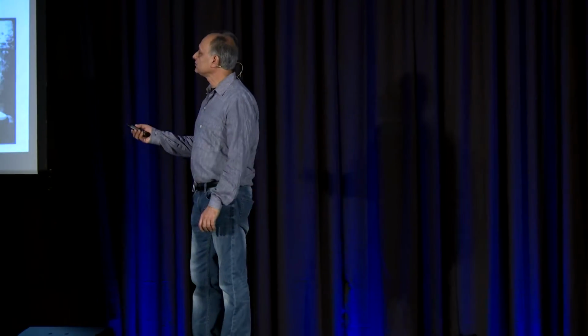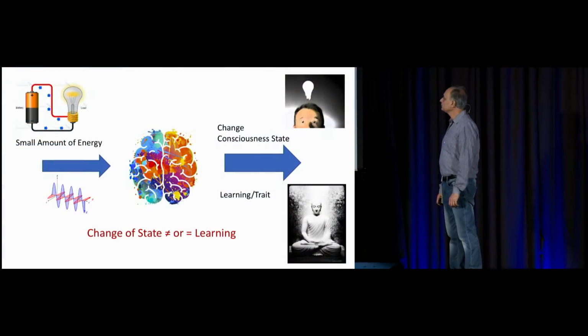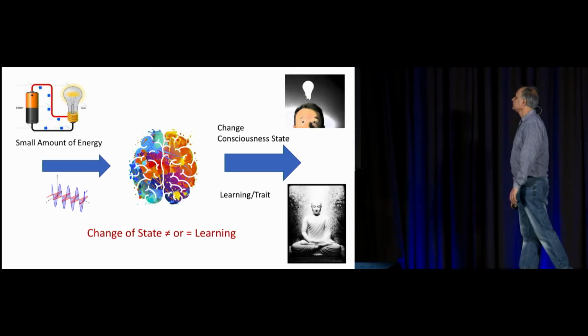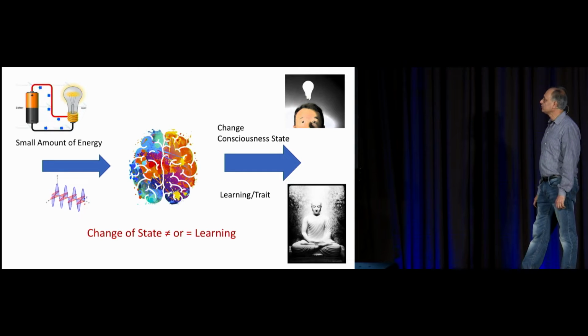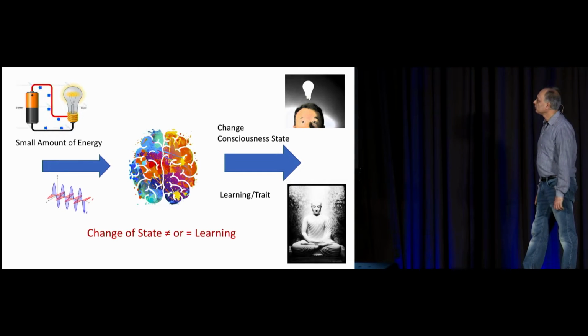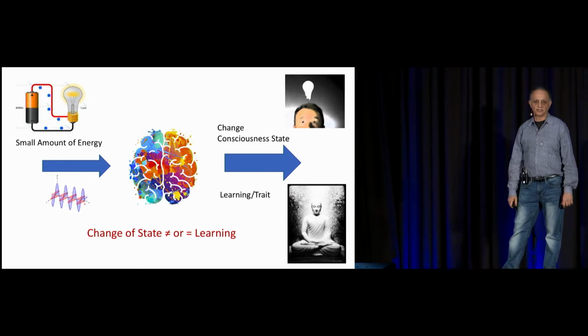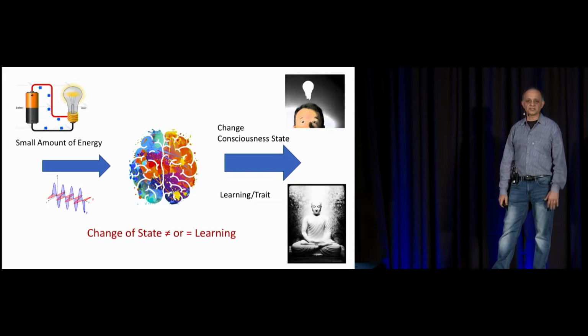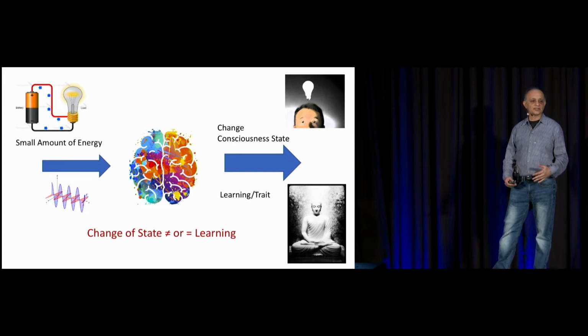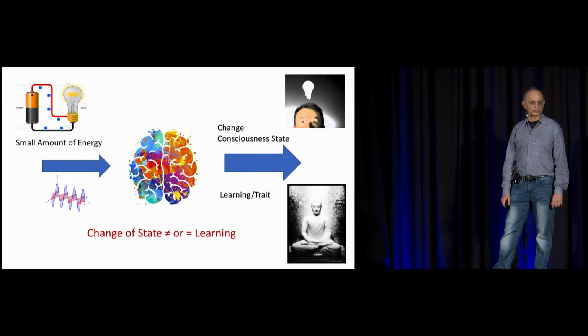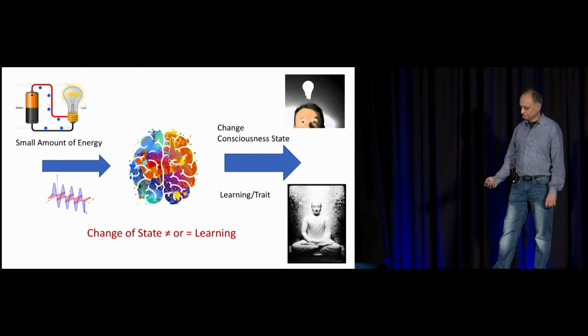All right, so what we're looking at is placing small amounts of energy into the brain to achieve the states of consciousness that we desire. But also what we want is some learning to happen so that these states become a trait. So you can have a change of state of consciousness but not have enough learning, so that this state is not accessible to you without the intervention.